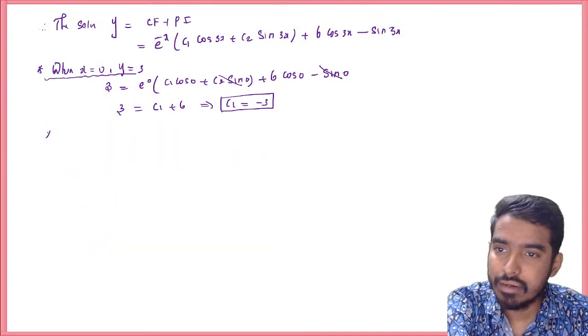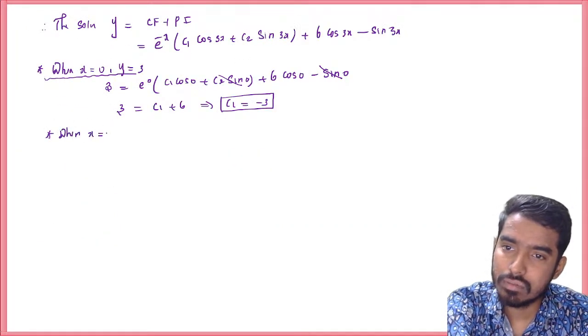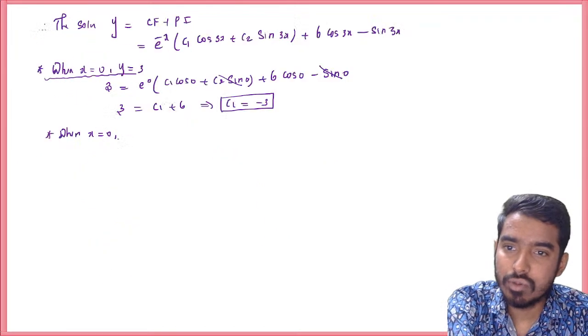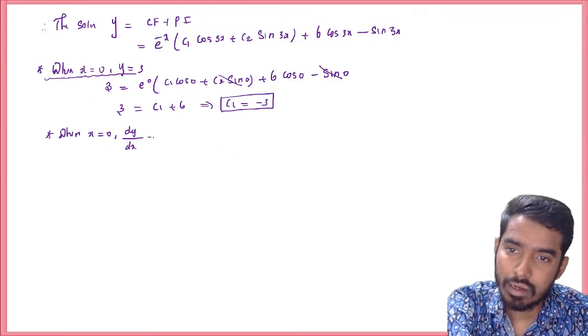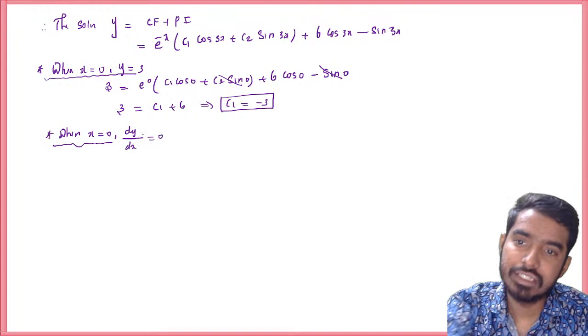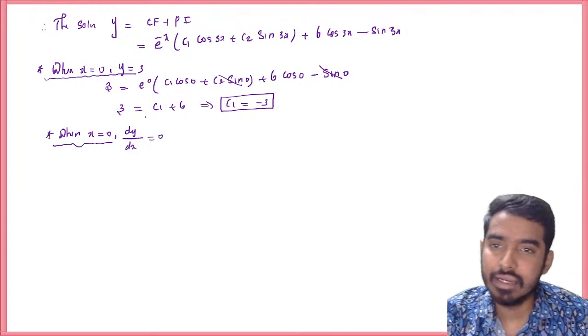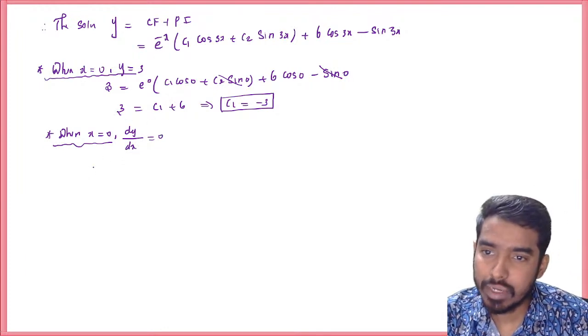And it is given that when x is 0, dy by dx is 0, right? So we'll make use of this condition now. First, we need to find dy by dx. So we know y, so we'll find dy by dx.